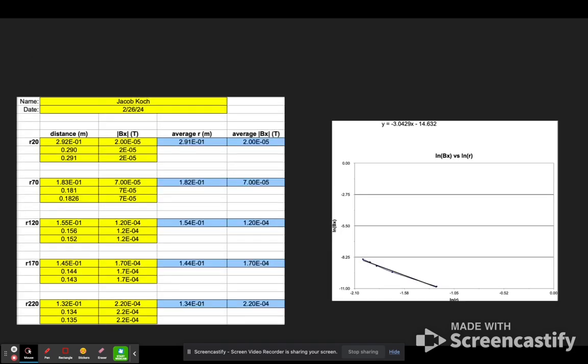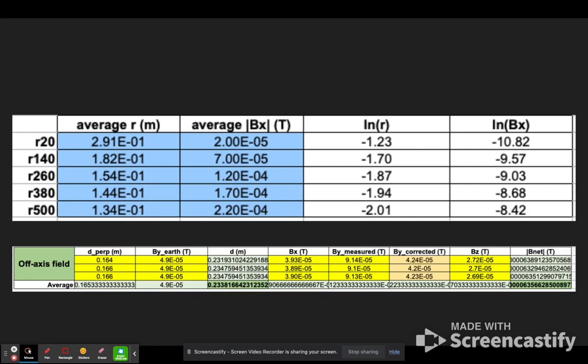Here are some of the calculations that we got, and you can see there is a correlation in the right graph that the farther you get from the magnet, the weaker the magnetic field is. Here are some more calculations we did.